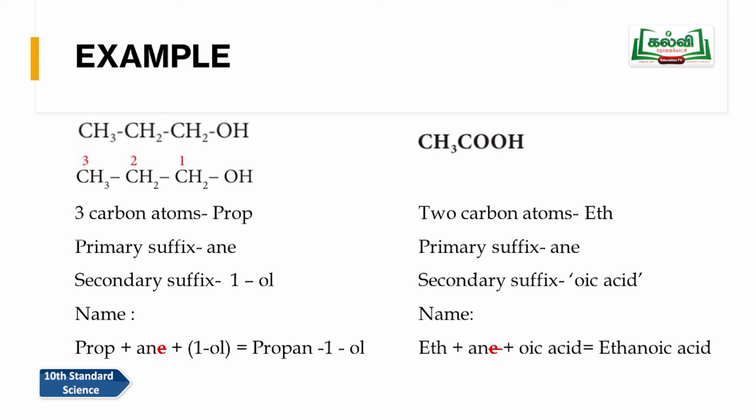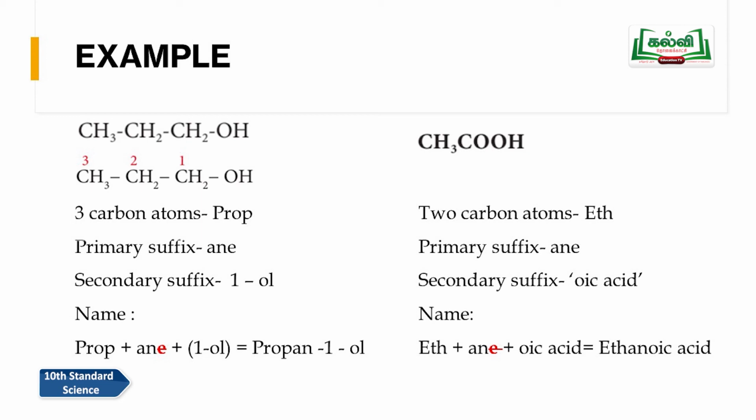Now why is the e given in red letters? Because when we are joining the primary and secondary suffix, the e of the primary suffix has to be removed. Therefore, the name of this compound will be propan-1-ol. So prop plus ane, we remove the e because we are combining a primary suffix and a secondary suffix. Therefore, the e will be removed and the final name is propan-1-ol.